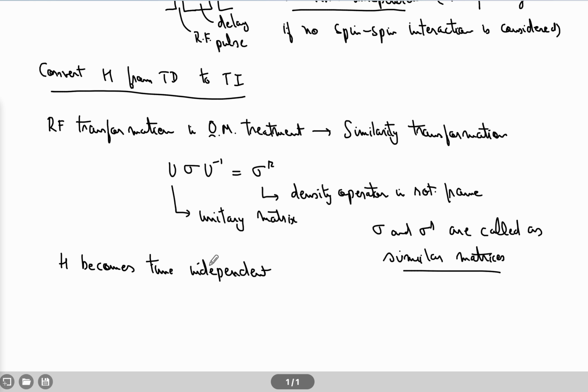It's a unitary operator. By unitary operator I mean that U inverse is equal to U adjoint, right? What is an adjoint? The adjoint is basically a transpose and complex conjugate, right?